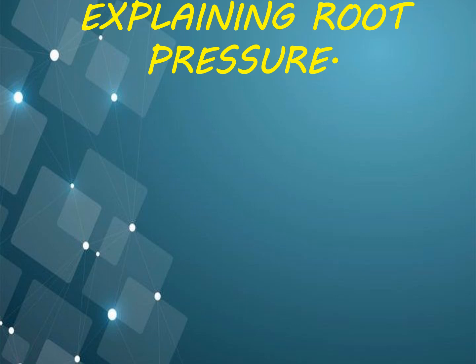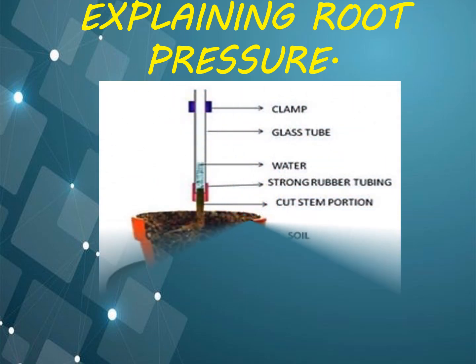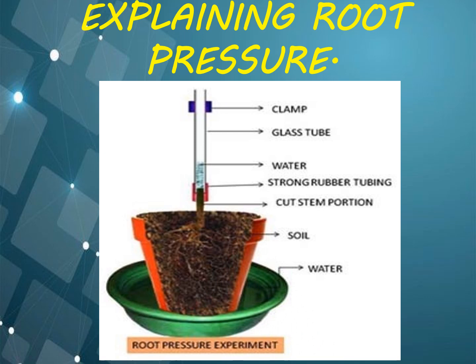To understand root pressure, let us perform an activity. In this activity, we need to take a regularly watered potted plant and cut the stem portion 1 cm above the ground level. Then you need to connect a glass tube by means of a strong rubber tube, as shown in the picture here. The size of the glass tube should be equal to the size of the stem. You need to take care when joining the tube and the stem, and it should be bound very tightly so that water cannot escape from the tube.